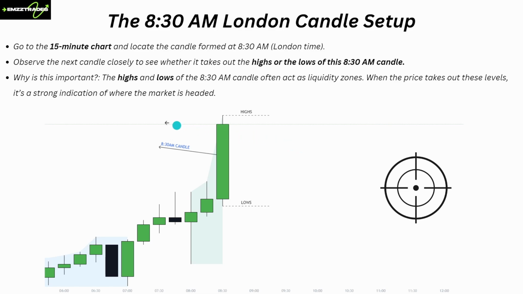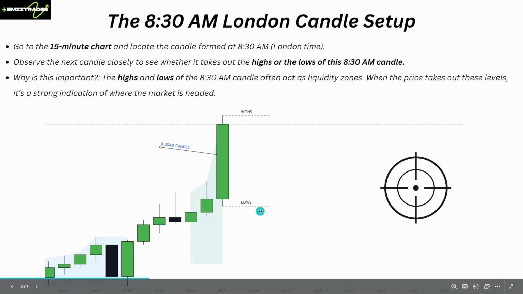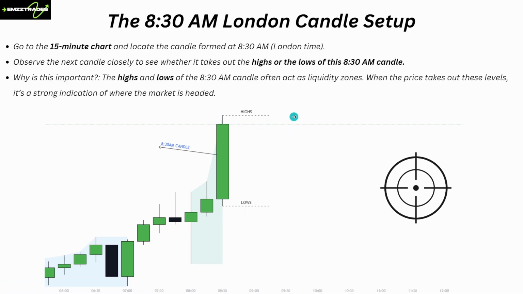Anyway, you need to observe the next candle closely to see whether it takes out the highs or the lows of this 8:30 a.m. candle. You can see right here I have the highs marked out and the lows marked out. Why is this actually important? The highs and the lows of the 8:30 a.m. candle often act as a liquidity zone. So when price takes out any of these levels, it is a strong indication of where the market is headed.